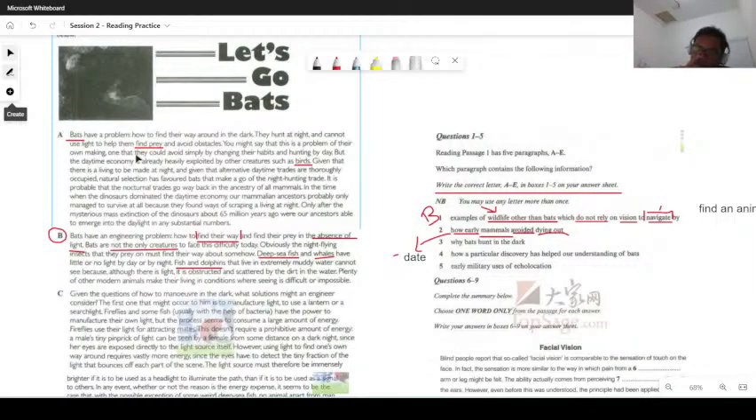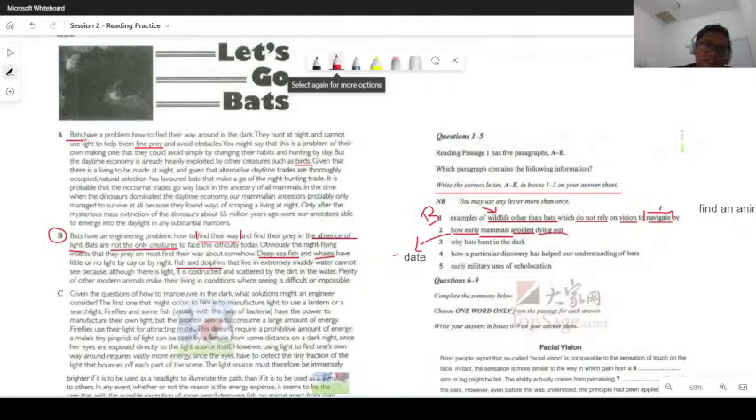Okay, so starting again from paragraph A, bats have a problem, how to find the way. Now, as you repeat reading them, you should get faster, because some of them should stick in your head, so you don't need to worry too much about struggling to find information once you come around a second time or a third time.